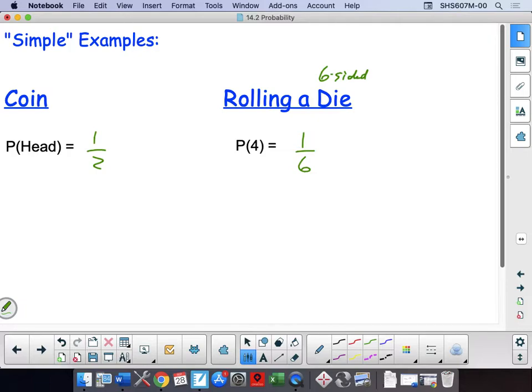Can we spice it up a little bit though? Yeah, let's make it a 20-sided D&D die.